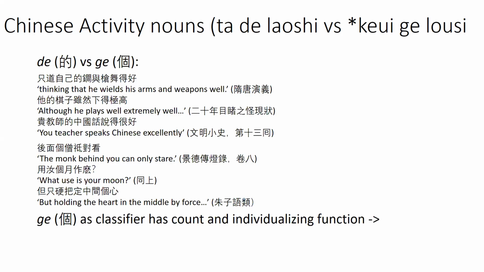So again, if we compare de and ge, the point is, ge being originally a classifier, it may have retained its original count and individualizing function, in which case that makes it somewhat difficult to select activity NPs, and the NP complement of ge is regularly concrete or referential. So we can account for the impossibility of using ge in denoting activity nominals here.